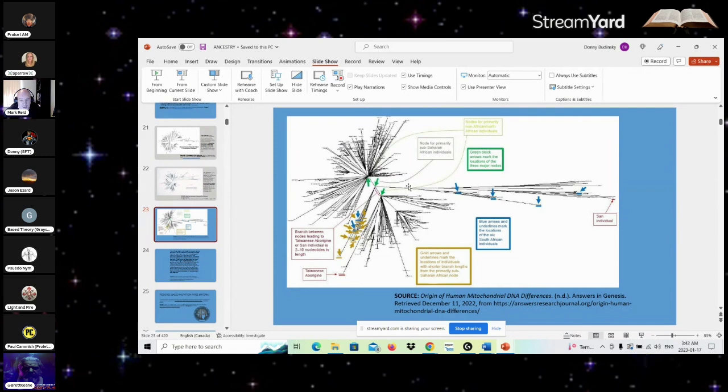Is this from Answers in Genesis? This is a paper written in Answers in Genesis. Yeah, the data is raw. The data is that raw. Yep, it explains it.